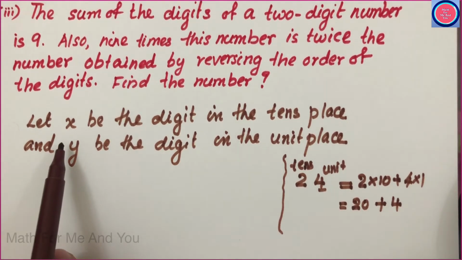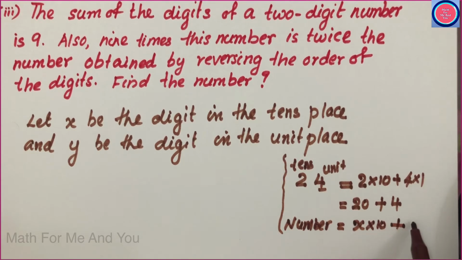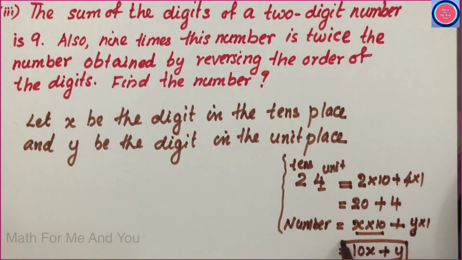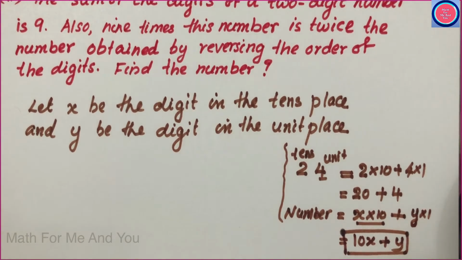If we have the digits x and y, how to write the number? I told you, very important. We have to write the number according to the place value. The number, its tens place is x. So according to the place value, it is x times 10 plus y times 1. x times 10 means it is 10x plus y. So the number we get is 10x plus y. We cannot join again. We write like this, it is 10x plus y.